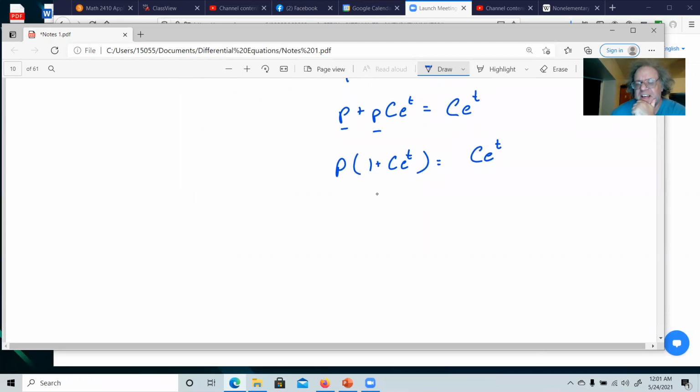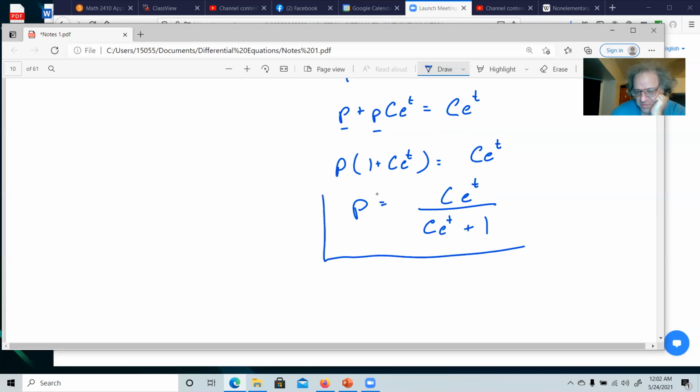All right. And then p is equal to c e to the t over c e to the t plus 1, because we got one more trick to do. Okay. And actually, the problem in your book stops here, okay? But I'm going to do one more step because when we do population problems, this is how you're going to say it.